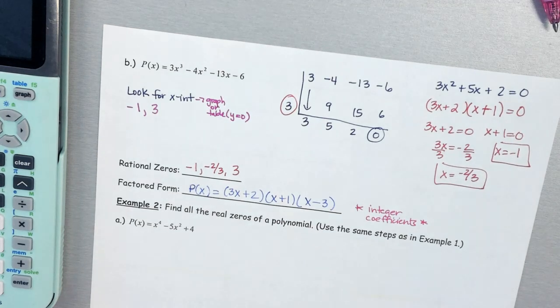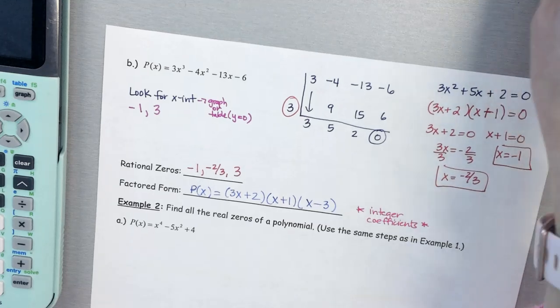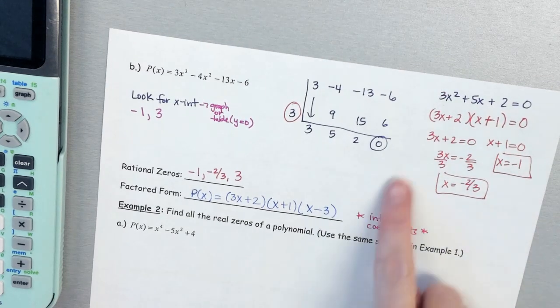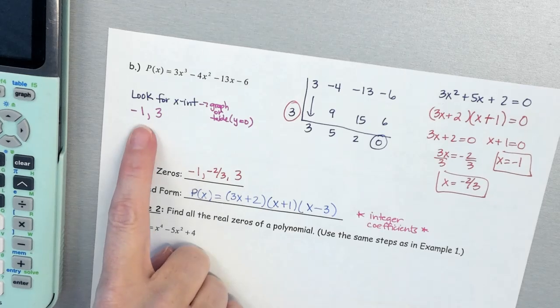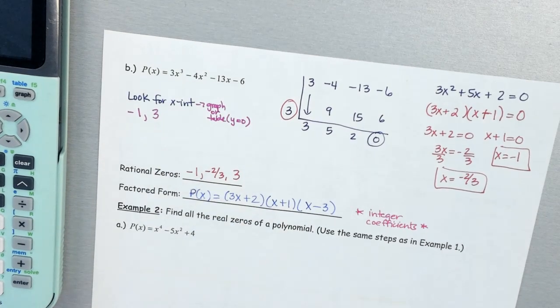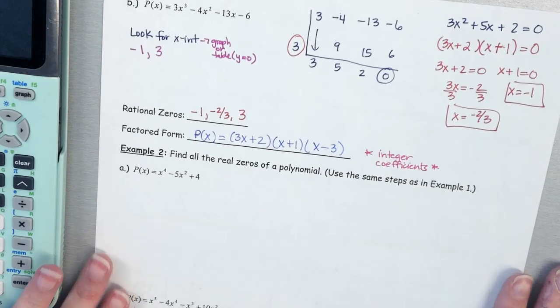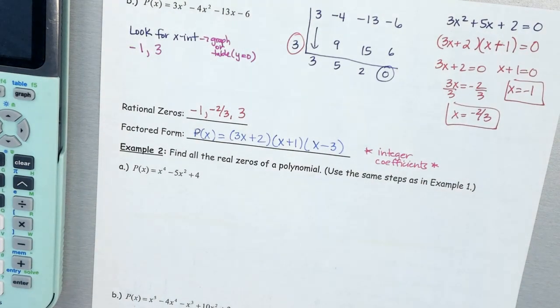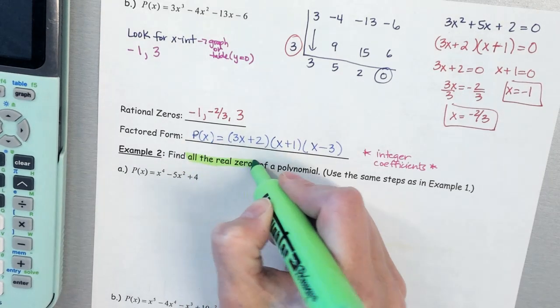Okay, so those were rational zeros. So some of you may have been thinking, Ms. Whipple, why are you making me do this when I can see from the graph that I have those zeros? Okay, that's because they are not always going to be rational zeros. We're now going to move on to irrational zeros. Okay, and so that's what we're going to do in example 2, where it says find all the real zeros.